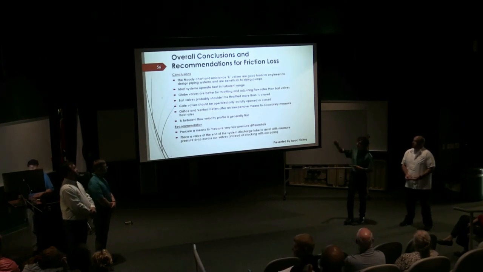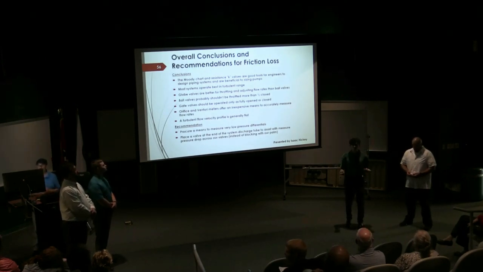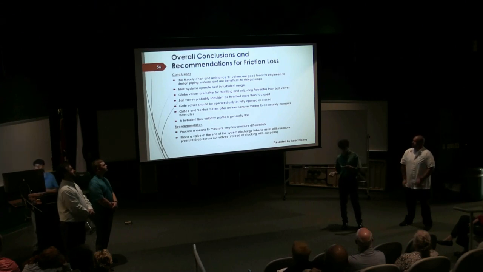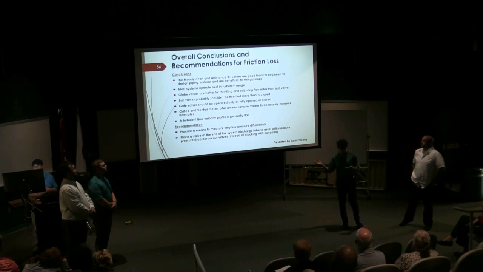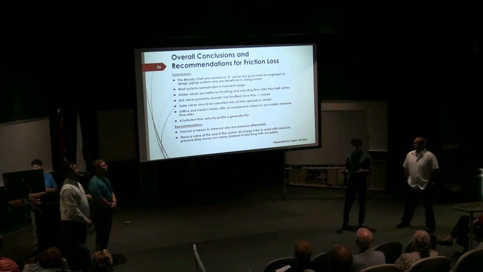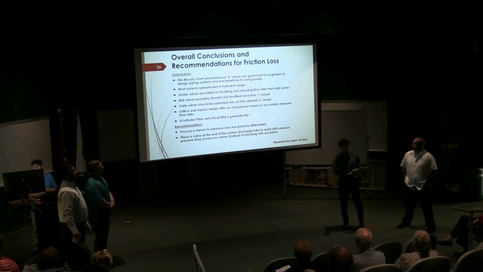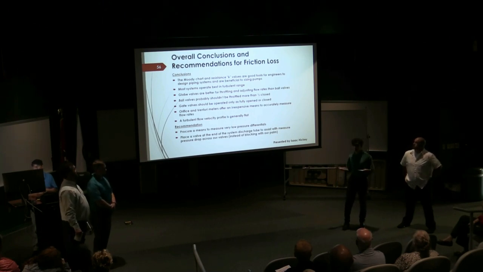Now let's get into our overall conclusions. So the Moody chart and resistance K values are good tools for engineers to design piping systems. Most systems operate best in the turbulent range. Globe valves are better for throttling. Ball valves should not be throttled, and gate valves are best when operated fully open or fully closed.